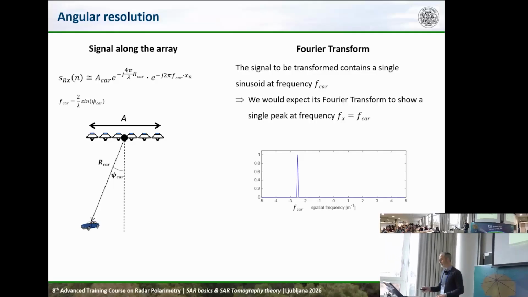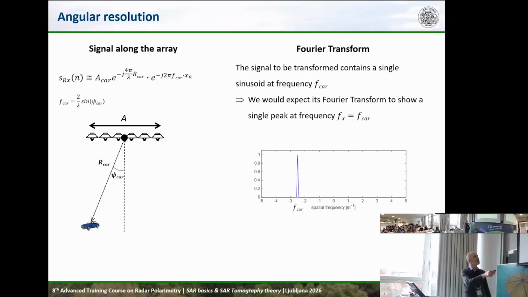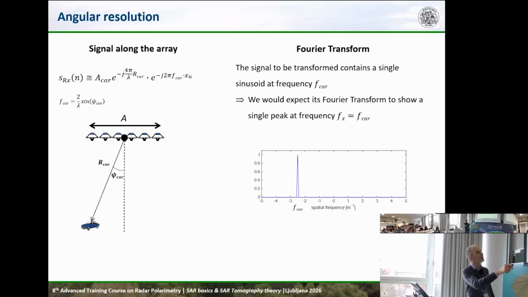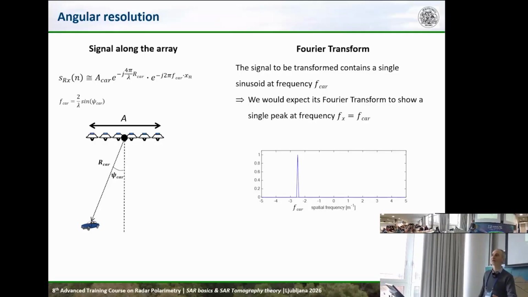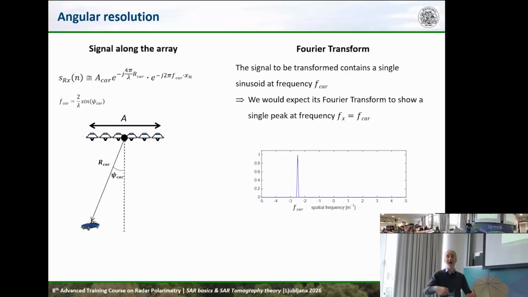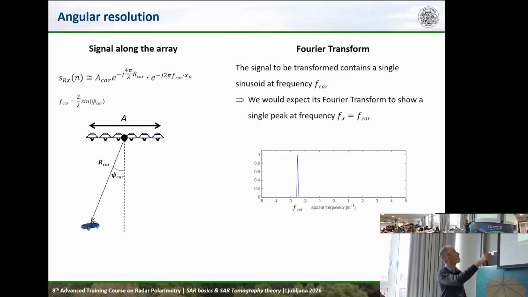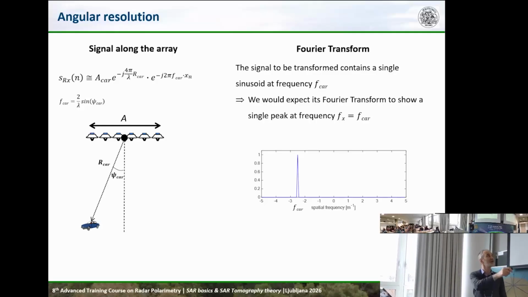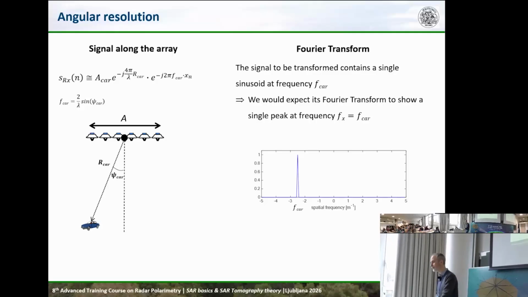And this is what we get, or at least this is what we expect to get. This will be a single peak. The position of the peak, we call it f car, so the frequency of the car, and we know that this frequency is mapped to the angular position by this equation. So we are measuring, as a matter of fact, the angular position of the car.